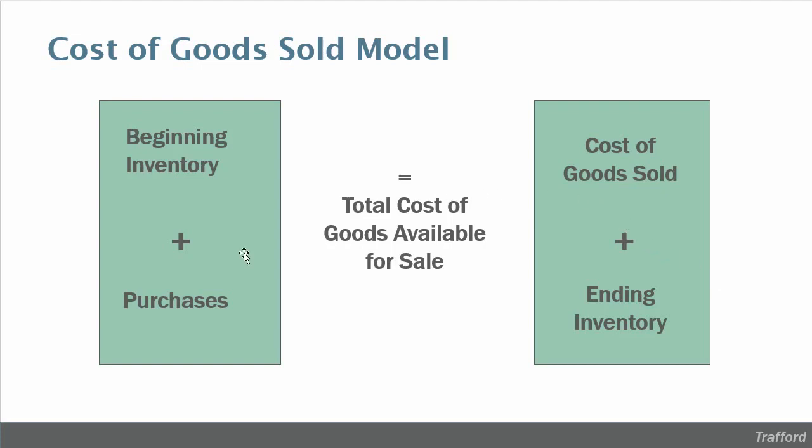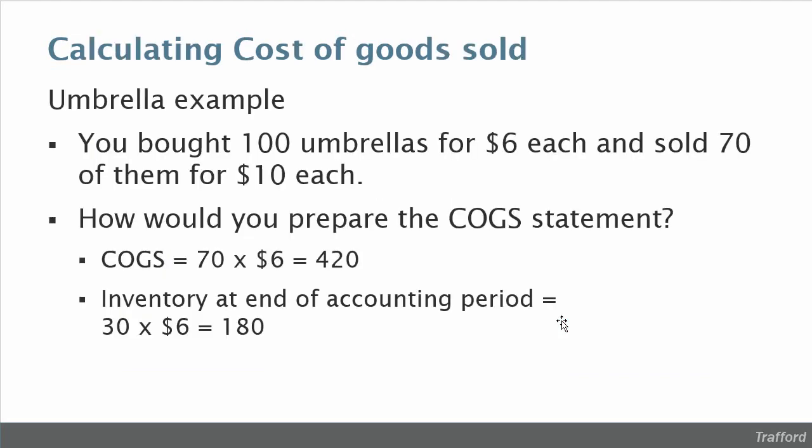And because both of these things equate to the total cost of goods available for sale, we know that the sum of beginning inventory plus purchases will always equal the sum of cost of goods sold plus ending inventory. And you'll see this becomes important to us later on when we start talking about inventory costing methods. For now, let's take a look at an easy example of how we use that model to calculate cost of goods sold. Let's use an example with an umbrella.